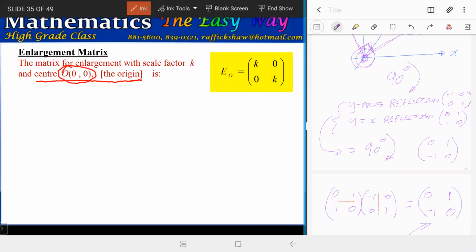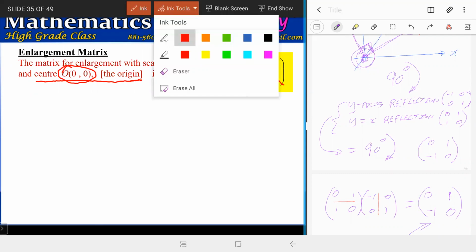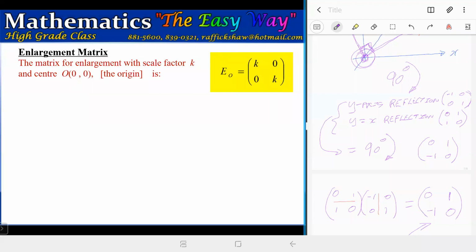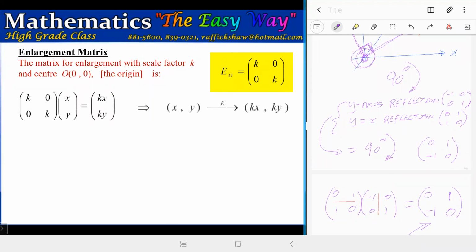If the center of the enlargement is some other point, you cannot use that matrix. You cannot use the enlargement matrix. You have to do some form of construction. You're going to see questions like that later on, where they give you an enlargement to do and the center is not the origin. You have to do it by construction. So how that works is simple. You're basically multiplying the coordinates by the scale factor.